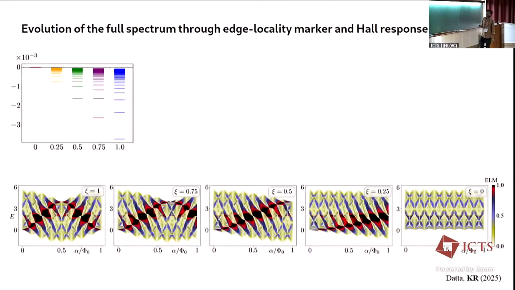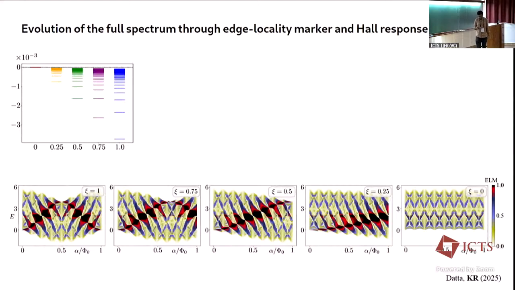Right. So we can understand this evolution as a function of xi by studying this quantity, which is called an edge locality marker. Essentially, you try to understand the density of the edge states in a finite system, and you do find that for the uniform case, there are major gaps in the Hofstadter spectrum which host edge modes. And if you tune xi, sorry for this color bar here, there is a high density of zero modes at xi equal to 0 that you can see here via this edge locality marker.